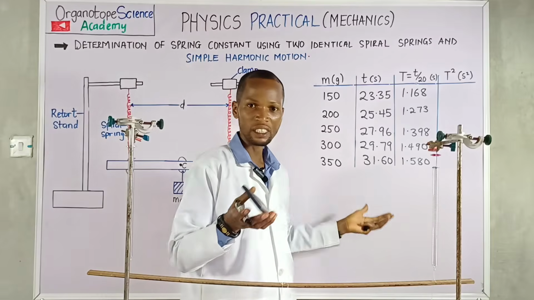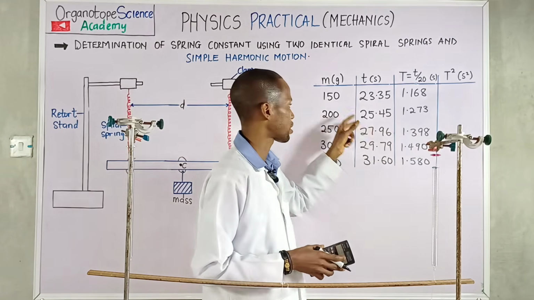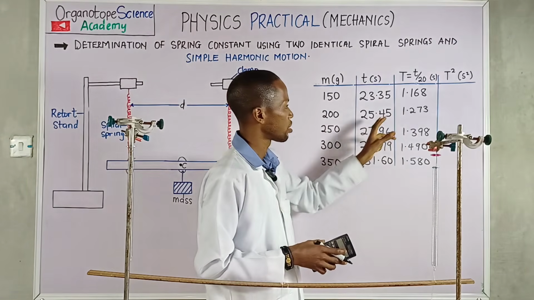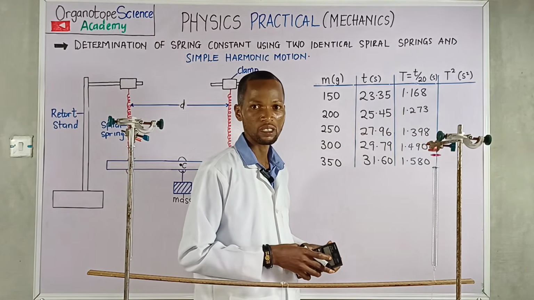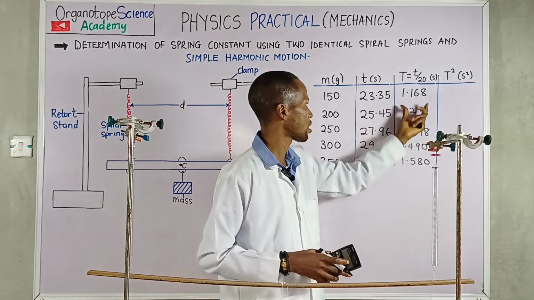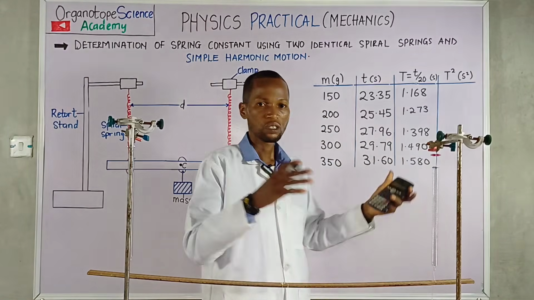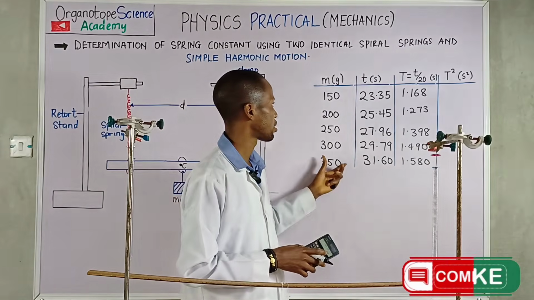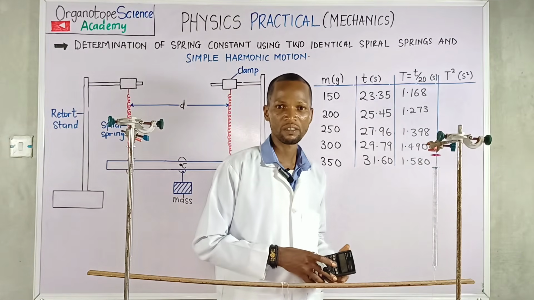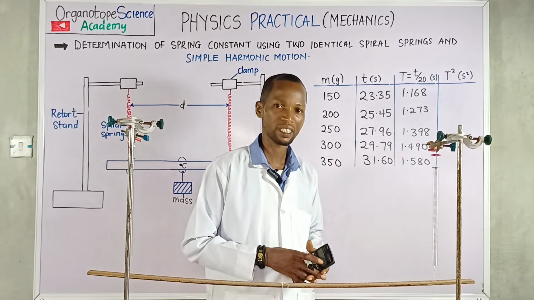It can be observed from this result that as the mass increases, the time tends to increase. It implies that the period is directly proportional to the masses that we use in this experiment. So as the masses increase, the period also increases for this Mechanics experiment.